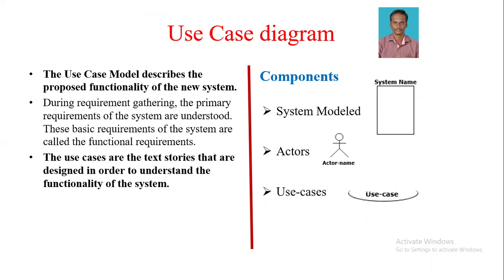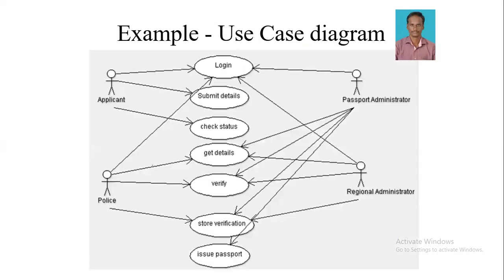And next, use cases. Use cases must be identified with an oval shape, and inside we have to give the textual information of what that use case represents. Finally, we have stimulus. The stimulus is represented with arrow marks. An example use case diagram is given. Initially we have 4 actors: applicant, police, passport administrator, and regional administrator. The arrow marks are stimuli, the connections with the use cases.